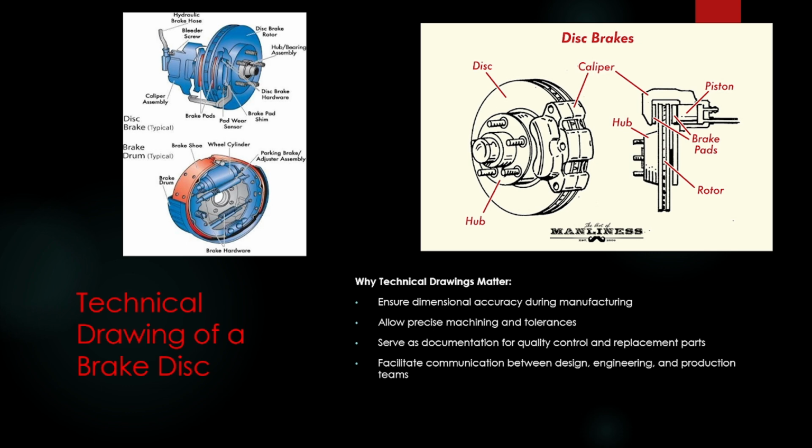Technical drawing of a brake disc. The disc brakes are made from disc, caliper, hub, piston, brake pads, and rotor. A typical brake disc has a pad wear sensor, brake pad shim, disc brake hardware, hub and bearing assembly, disc brake rotor, hydraulic brake hose, bleeder screw, and a caliper assembly.